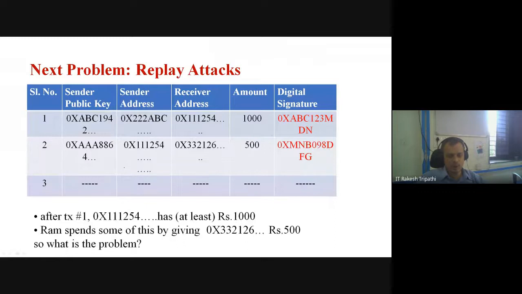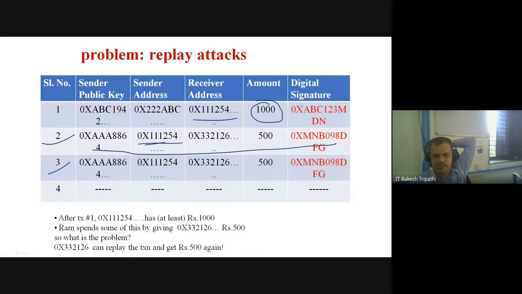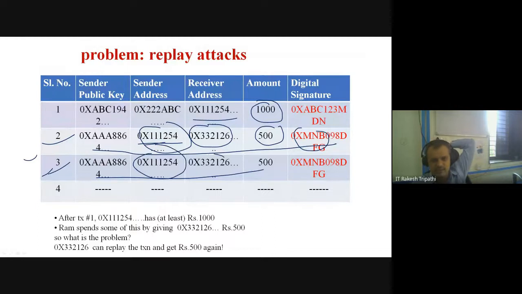Now, what can go wrong here? If I replay this transaction two times, what is happening? The next problem is the replay attack. The same transaction is repeated again. So 0x111 was the beneficiary of 1,000 rupees. Now he did this transaction. He transferred 500 rupees to this account, and this was his signature. So if somebody replays this again, then what will happen? Again, I can replay. So he is sending 500, and this is the transaction.